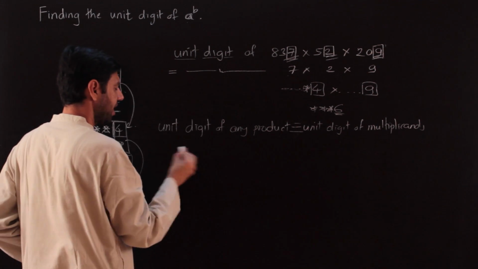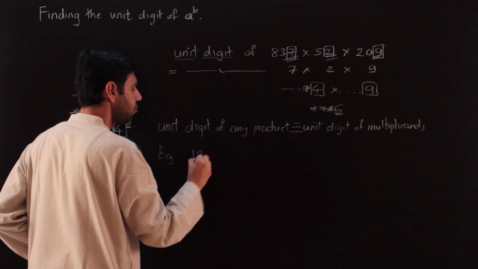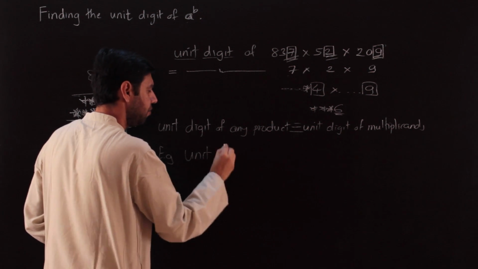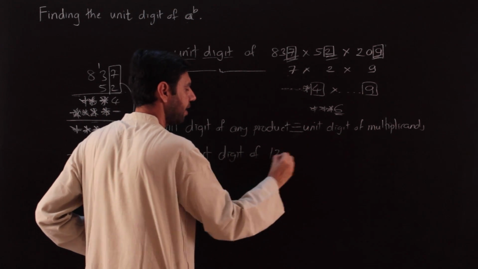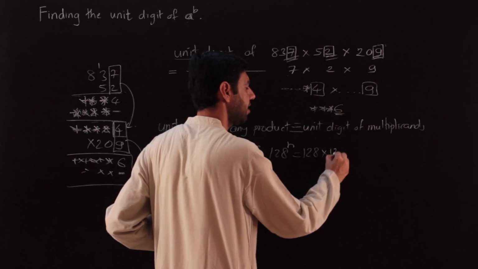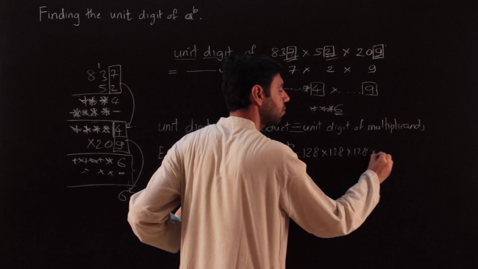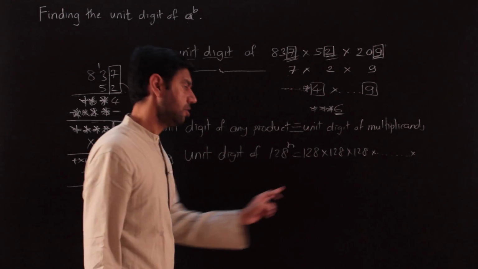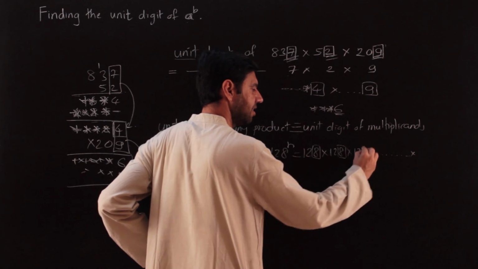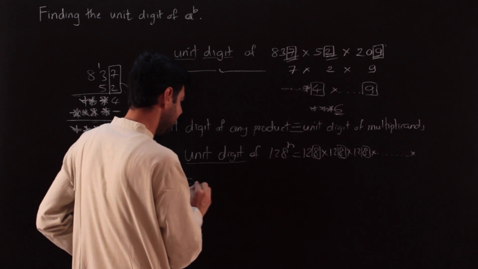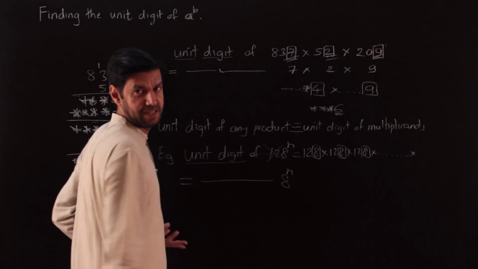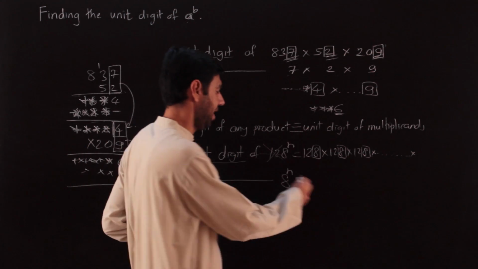A raised to b, for example, let's just say 128 raised to n. I want to find the unit digit of 128 raised to n. Now remember, this 128 raised to n is eventually 128 into 128 into 128 and so on, n times. This is also a product, and here I want just the unit digit. So it will only depend upon the 8. So this is same as the unit digit of 8 raised to n. I am not interested in anything further. That is the message of this particular part.